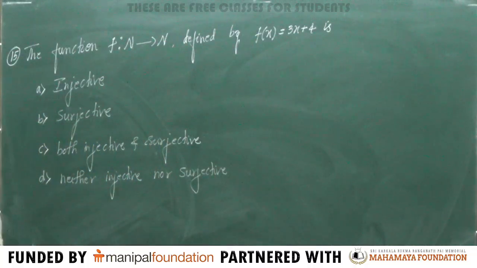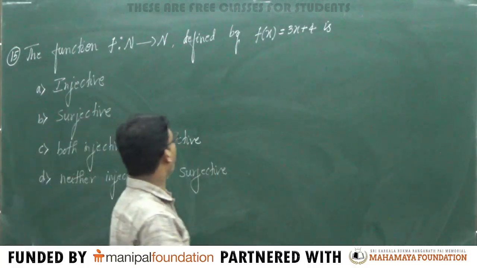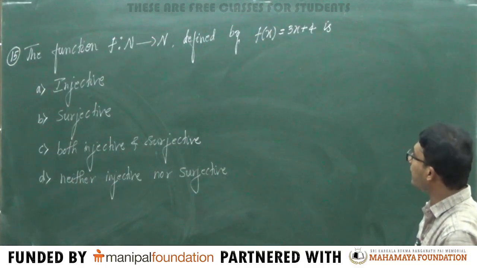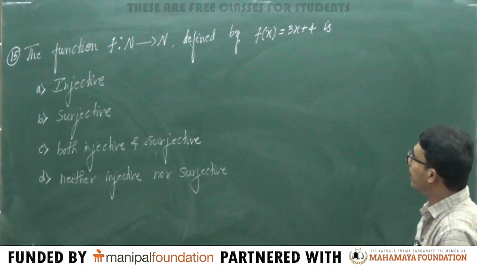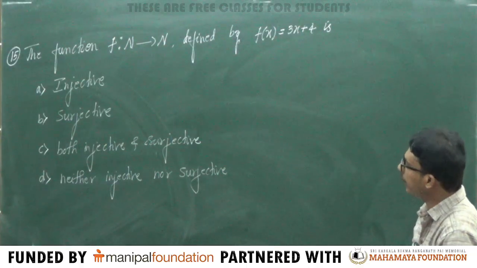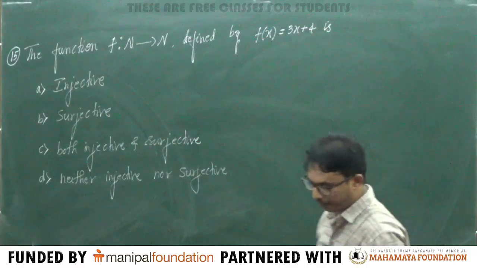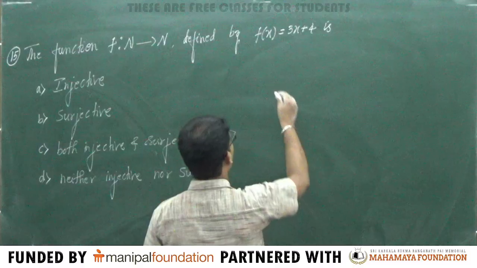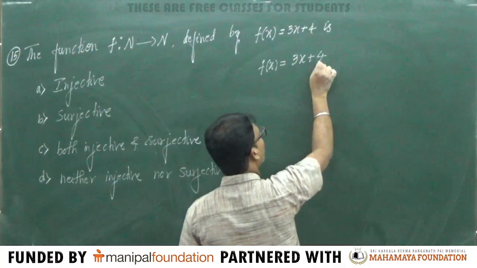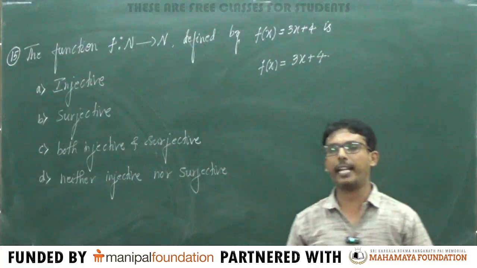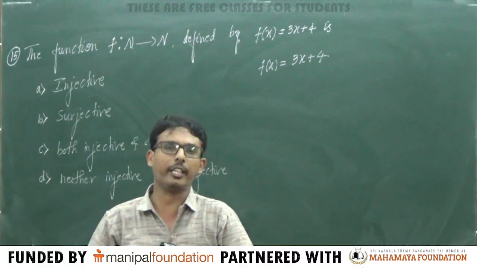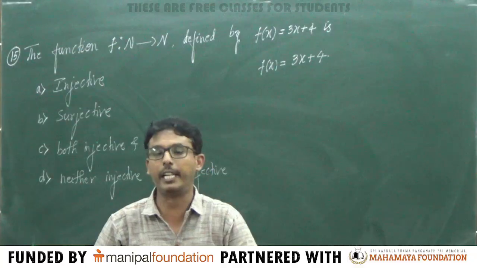So they are defining the function f from the set of natural numbers to the set of natural numbers given by f of x equal to 3x plus 4. Then the given function is injective, surjective, both injective and surjective, or neither. So here the given function is f of x equal to 3x plus 4. To verify whether the given function is injective or not, injective means one-one function. Just check whether the given function is strictly increasing or strictly decreasing.